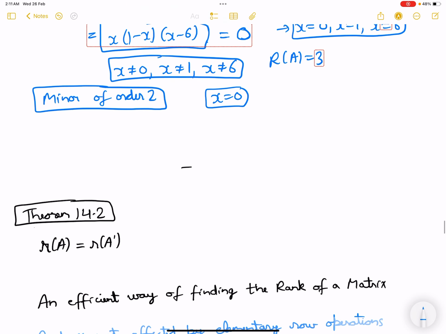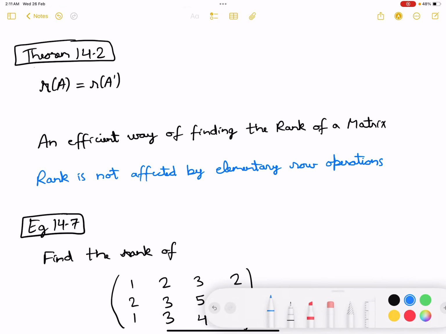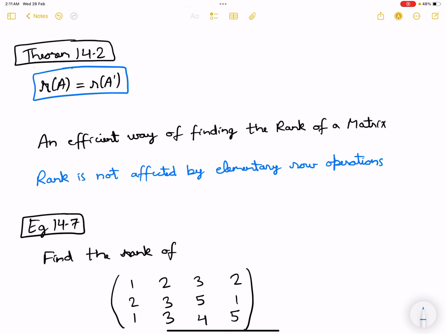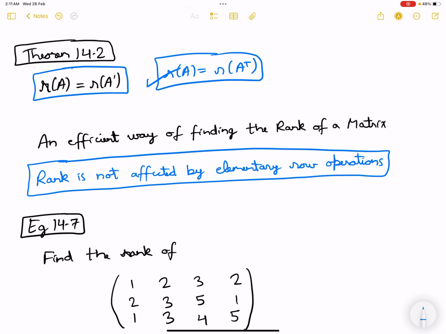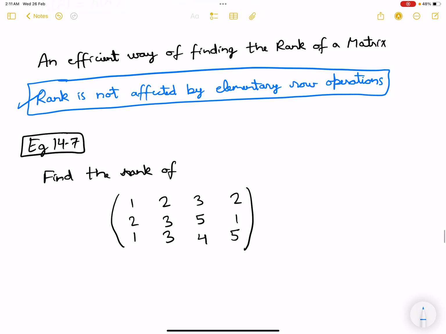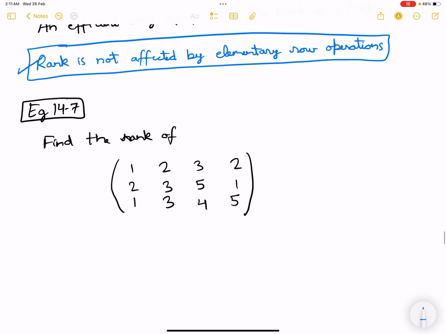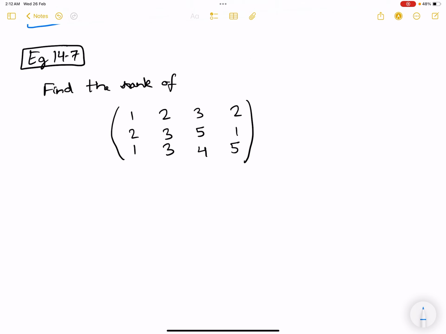Now moving forward, coming to the theorem. You should know that the rank of a matrix A is equal to the rank of the transpose of matrix A. One more important thing, this rank is not affected by elementary row operations. So if you're using elementary row operations, it won't impact the rank. Now I'll tell you how you're supposed to find the rank of a matrix with the help of elementary row operations.